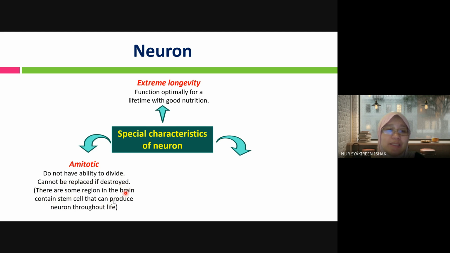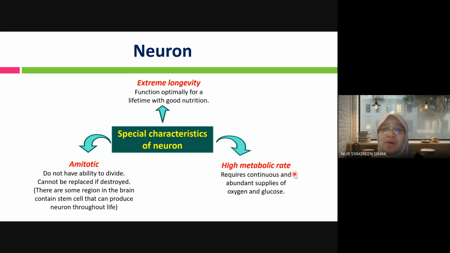There are some regions in the brain that contain stem cells that can produce neurons throughout life, but that is in the brain. Elsewhere, it is destroyed. Okay. And then high metabolic rates require a continuous and abundant supply of oxygen and glucose. So that's why our brain, especially because it is made up of neurons, we cannot deprive it of oxygen especially. For example, for those who drown, a low supply of oxygen will affect the brain function.